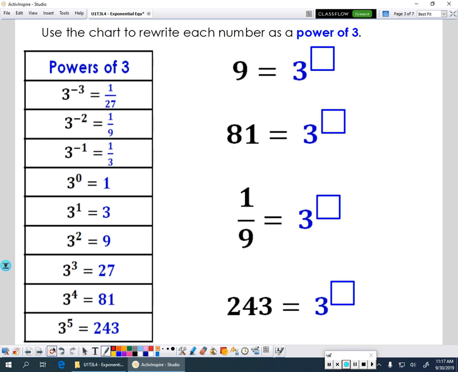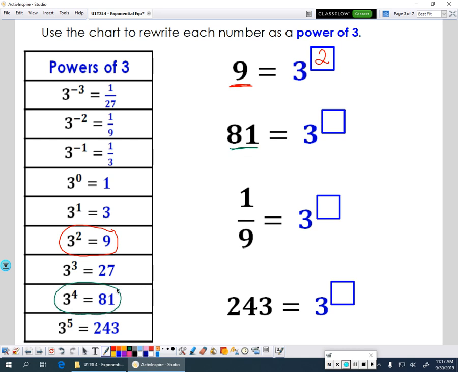So, for example, looking at 9, if I look for 9 on my chart, I can see that 9 is equivalent to 3 to the second power. So all I'm doing is figuring out what power of 3 is equal to these numbers. So take a minute, you can use your chart, you can do this with me if you want to. But otherwise, you can either pause the video and do it on your own, or you can do it with me. 81. If I find 81 on my chart, it's down here.